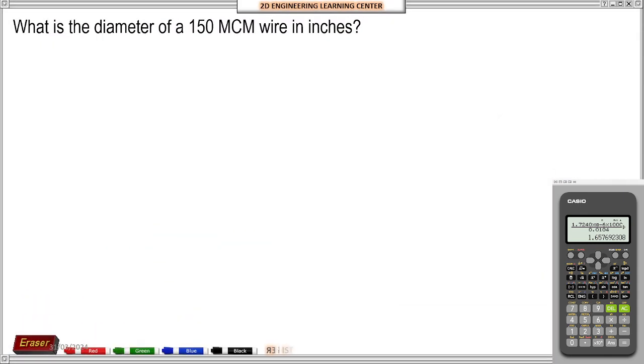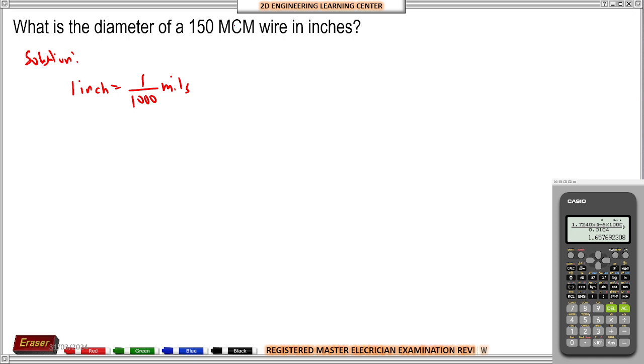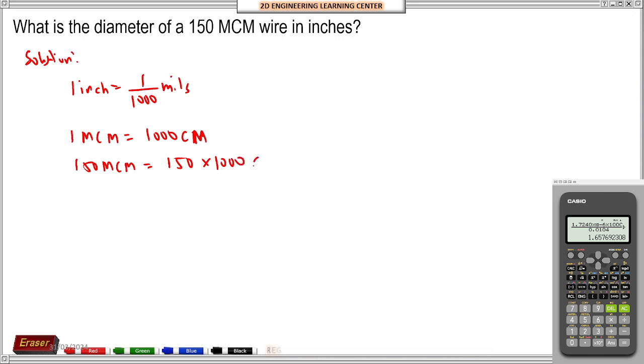So what is the diameter of a 150 MCM wire in inches? So ito yung MCM, i-convert natin yung diameter niya into inches. So this is usually yung mga medyo mahihirap na question when it comes to problem solving sa RME. So first we need to convert our MCM into mils, kasi ang alam natin na 1 inch is equal to 1 over 1,000 mils. So, dapat yung MCM natin magiging mils. So, 1 MCM is equal to 1,000 circular mil. So ibig sabihin, yung ating 150 MCM is just equal to 150 times 1,000 CM.